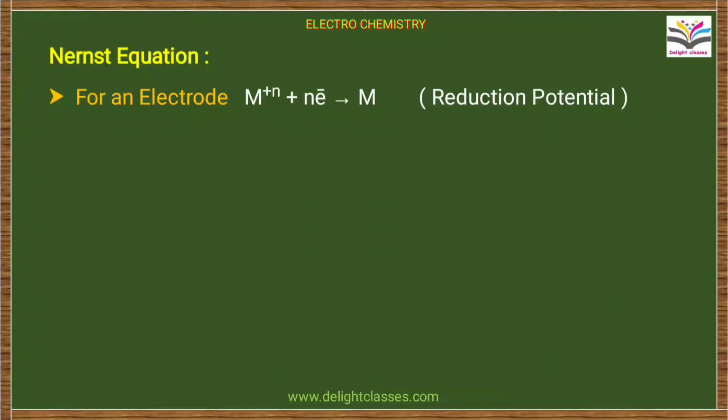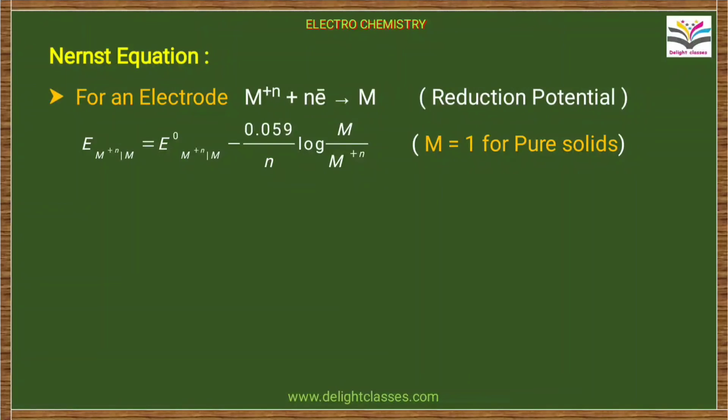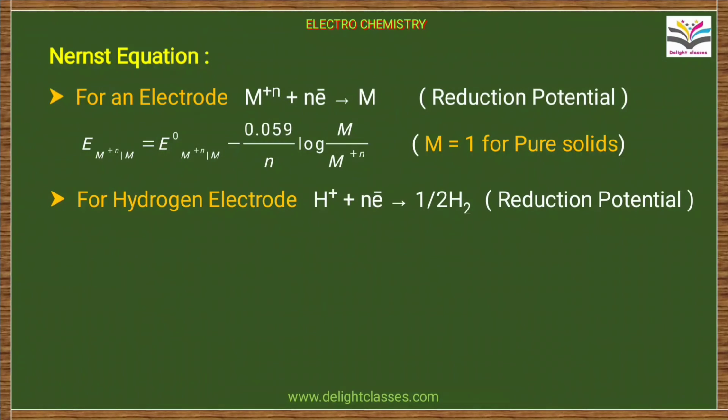Nernst equation for an electrode. M n+ plus n electrons gives M, reduction potential. That is, E electrode is equal to E naught electrode minus 0.059 by n log M by M n+. M is equal to 1 for pure solids.